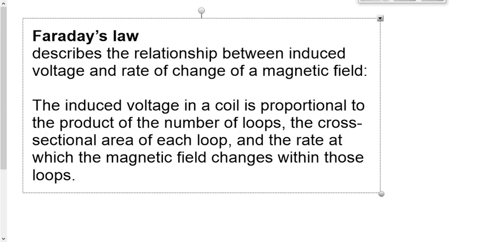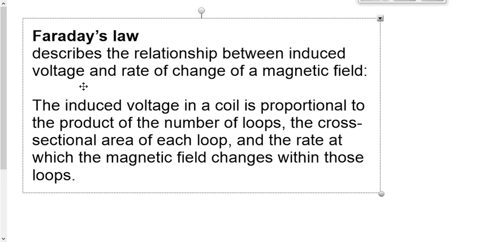Okay, moving on. Faraday's law describes the relationship between induced voltage and the rate of change of a magnetic field, meaning that it basically talks about what we were just discussing in terms of the magnet through the loops of wire. It doesn't have to be a loop. You can just move a magnet near a wire, and you can encourage the electrons to move through the wire.